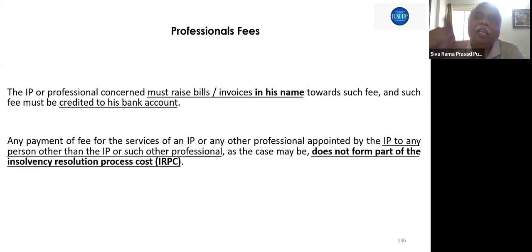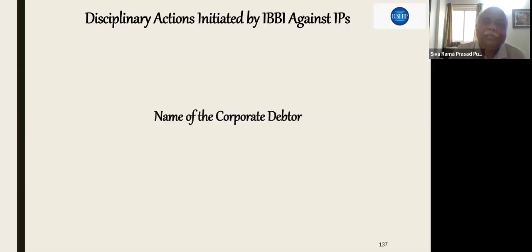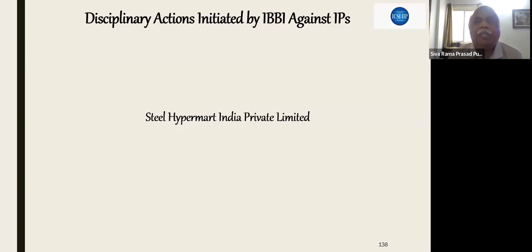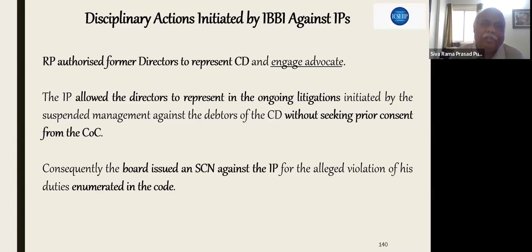But what is happening? Some bills are paid in the IP's name only. But what is the hidden agenda? That is also what they will look into, particularly the disciplinary committee. Name of the corporate debtor: Steel Hypermarket India Private Limited. What is this case? Contravention. The RP authorized a former director to represent the CD and engage an advocate. The IP allowed former directors to represent in ongoing litigation initiated by the suspended management against the debtors of the CD, without seeking prior consent from the COC.